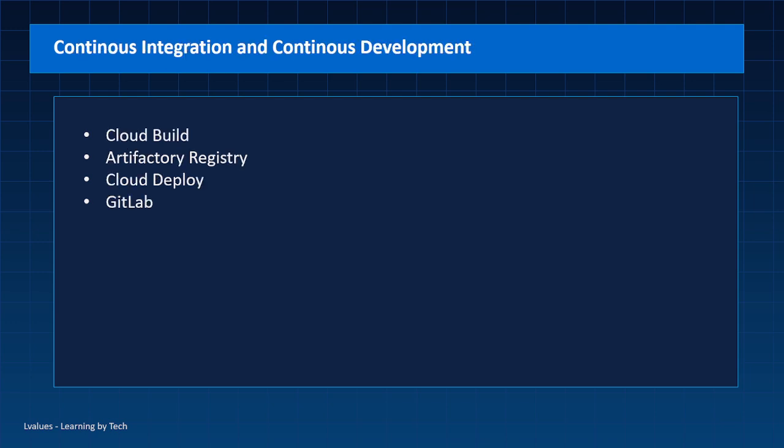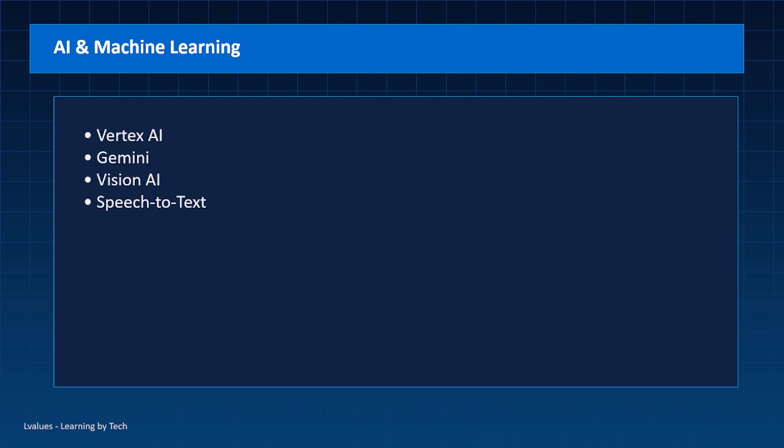Then next is the CI/CD DevOps part. How you can build your code there, how you can maintain the versions in Artifact Registry, how you can deploy with Cloud Deploy, and how you can store the code in GitLab there. All these services we will cover in detail.